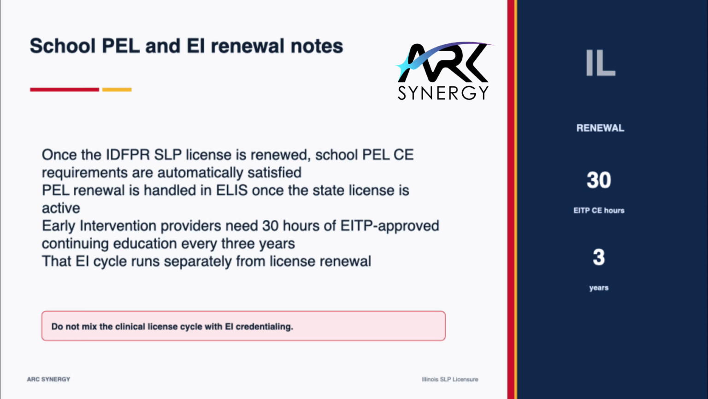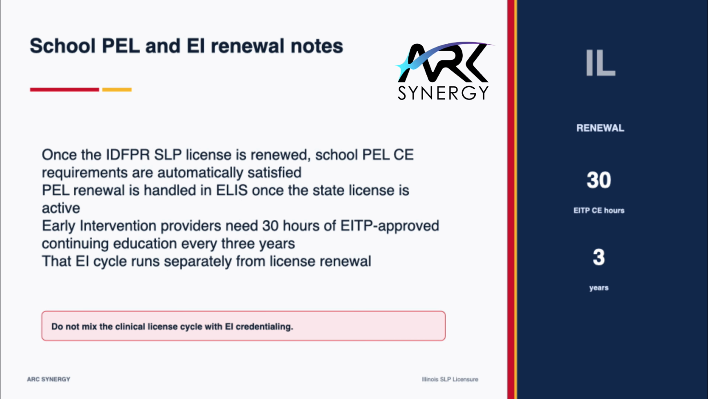If you hold a school PEL, the certificate you need if you're practicing in the school system, which we went over two weeks ago when we talked about the full licensures in Illinois, and you hold it alongside your clinical license, the renewal process is pretty streamlined. Once you renew your SLP license, the PEL CE requirements are automatically satisfied as well. So you don't need any additional hours specifically to keep up with that certificate. Renewal is handled in ELIS once the state license is active.